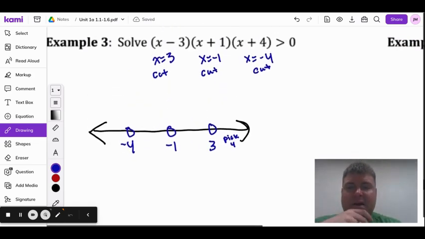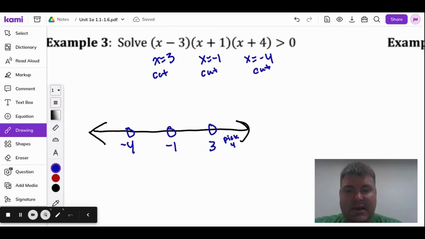So I pick a 4, plug a 4 into the first factor, I'm going to get a +1. I only care about signs, so I get a positive. If I plug a 4 into the middle one, I'm going to get a 5, which is also positive. And I'm going to get an 8, which is also positive. Now those are positive times positive times positive, which gives me a positive value. So in that interval from 3 to infinity, everything is going to be positive above the x-axis.